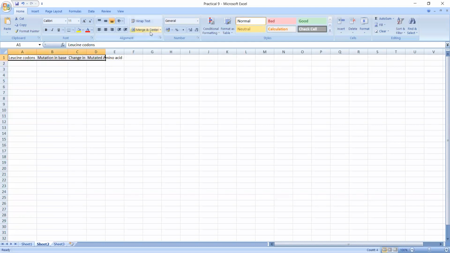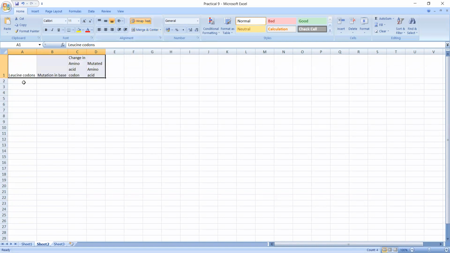This is a very important question, students. This is going to be asked. That's why I am immediately making a video of it. So the first codon of leucine is UUA. Now, mutation in the first base.